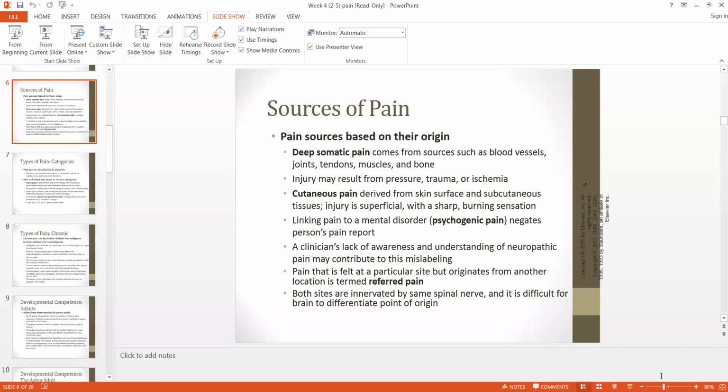So we as clinicians, as nurses and doctors, have to realize it's not the shoulder that's causing the pain, it's another part of the body that's causing that pain. So referred pain can sometimes be very difficult to treat.